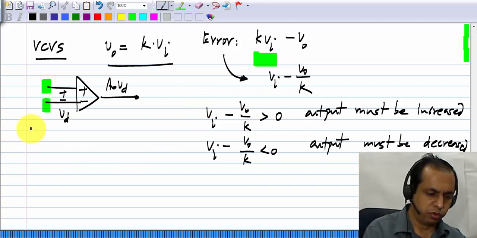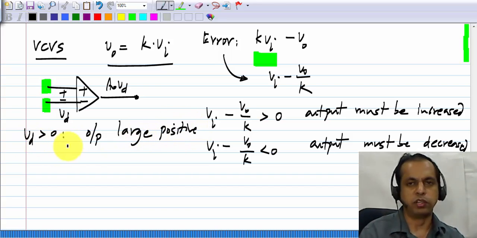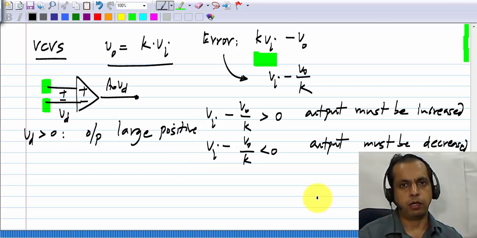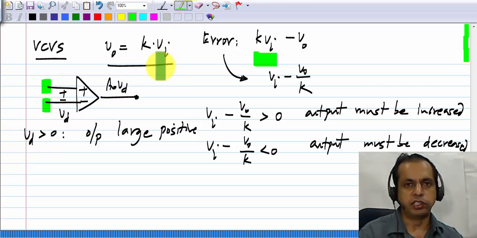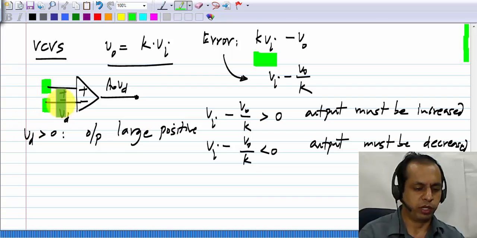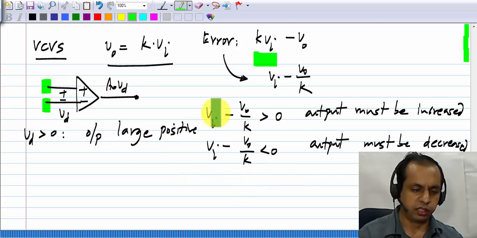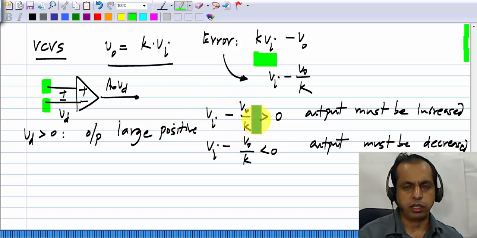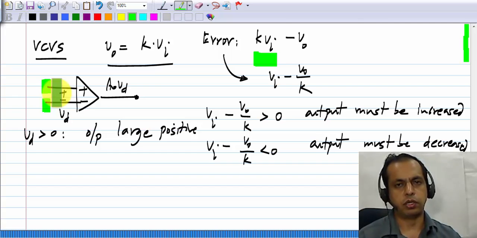And what does the op-amp do? If Vd is positive, the output is large and positive, and the more positive Vd becomes, the higher the output voltage will be. That is, positive values of Vd will tend to increase the output voltage, and negative values of Vd will reduce the output voltage to large negative values. So it's clear that this Vi minus V naught by k should be the difference voltage of the op-amp, the input voltage of the op-amp.